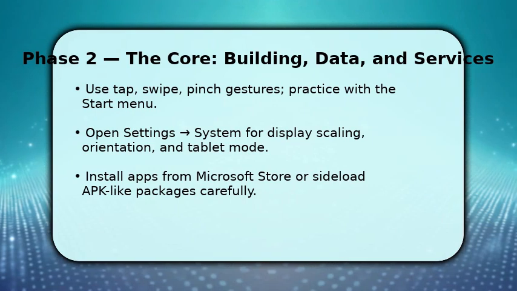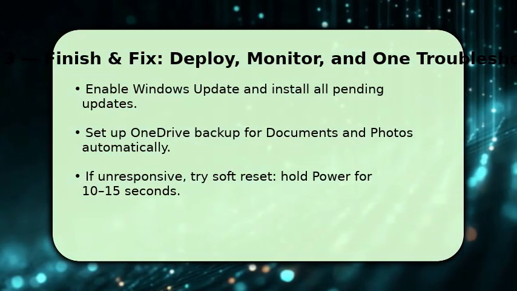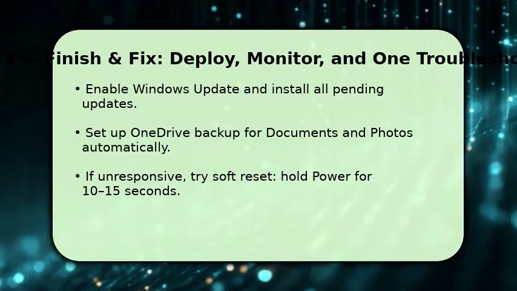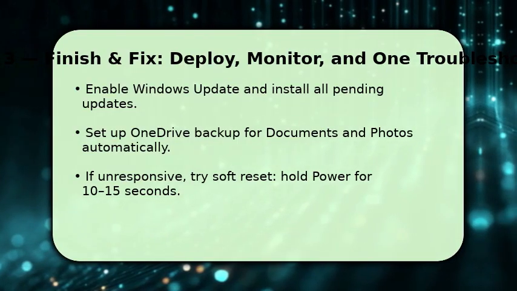Turn on Windows Update and install pending patches. These fix bugs and improve performance. Enable OneDrive to back up documents and photos automatically and confirm your recovery options are set.